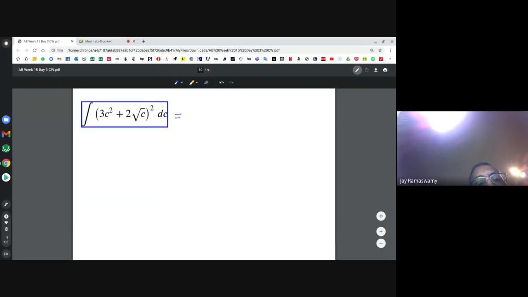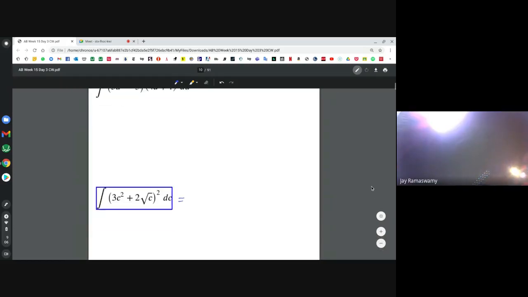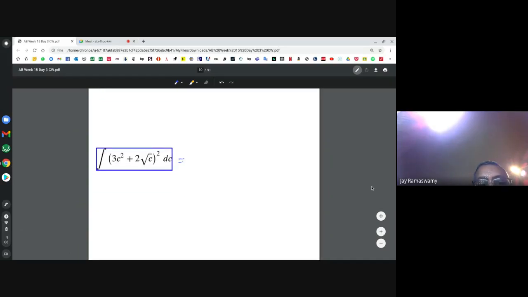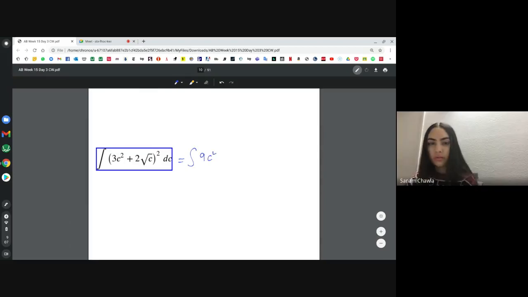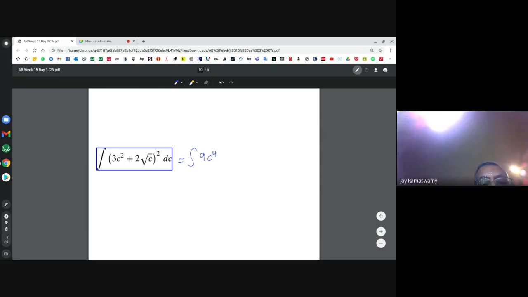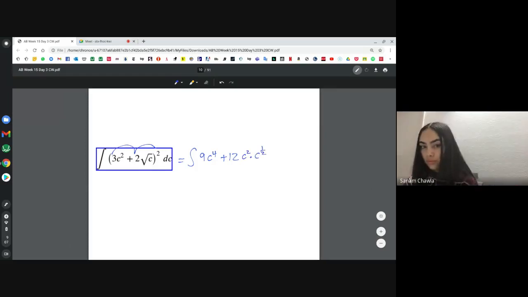So can I use the power rule or do I have to expand it? Expand. Okay, we cannot use the power rule because that's not a line. Exactly. If that was a linear expression, I could totally use the power rule. Okay, what's 3c squared times 3c squared? 9. Okay, now observe the middle. That's 3 times 2 times 2. Is that 12?